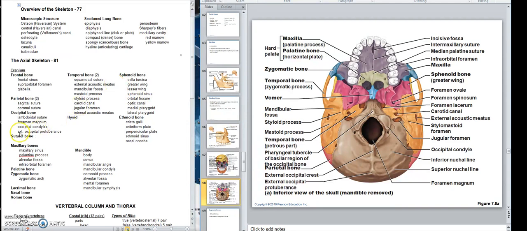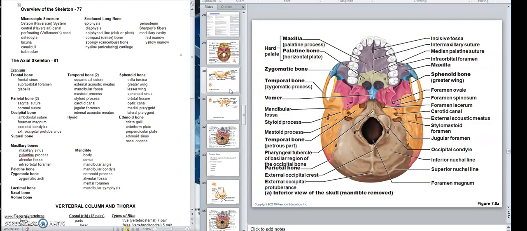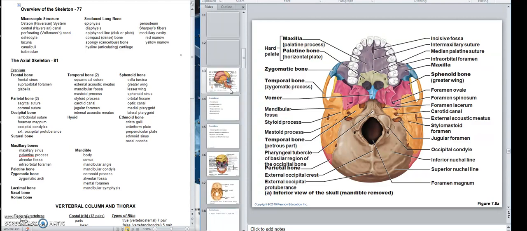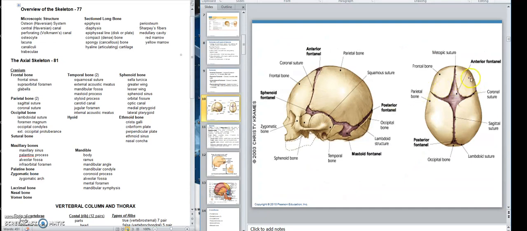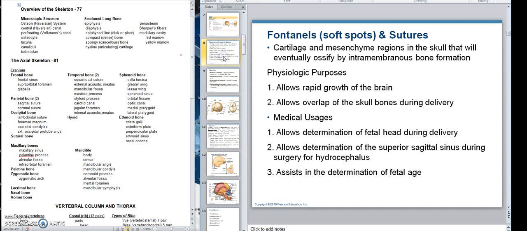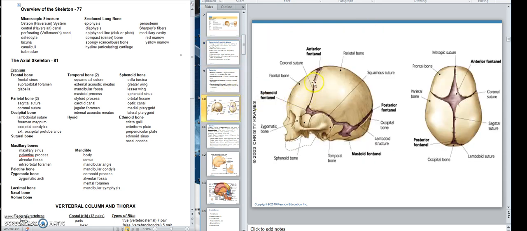Now, a sutural bone is basically no more than the bones that form when the sutures are closing. So when these sutures close, they form a sutural bone up in there as they close. Now let's just speak on that real quick as a side note. Fontanelles and sutures. The fontanelles are the big spaces and the sutures are these spaces here.